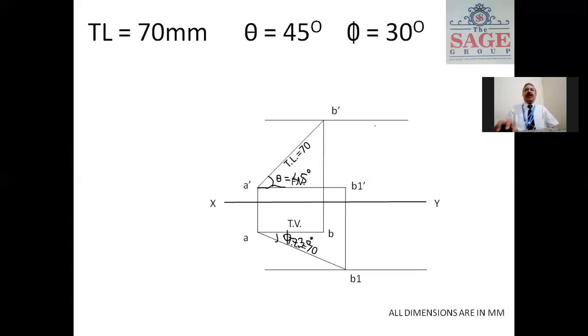Now we draw the locus from B dash and B1, and rotate B1 dash in the upward direction, which cuts the locus from B dash, because this is the front view and the front view rotates in the upward direction. So this gives us point B2 dash. Now we join B2 dash to A dash. This is our final projection.